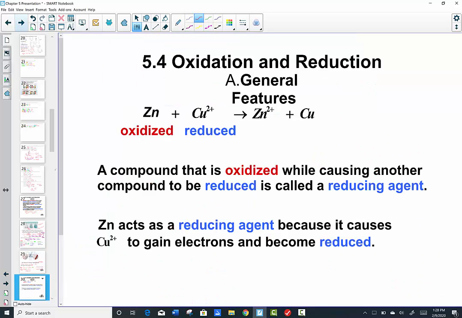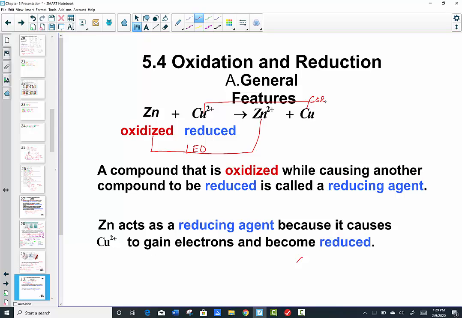So let's put that into some vocabulary. We said zinc went from 0 to +2. The loss of electrons is oxidation. Copper went from a +2 to a 0. The gaining of electrons is reduction. The transfer of electrons is known as a redox reaction. Redox occurs when you have a change of charge.